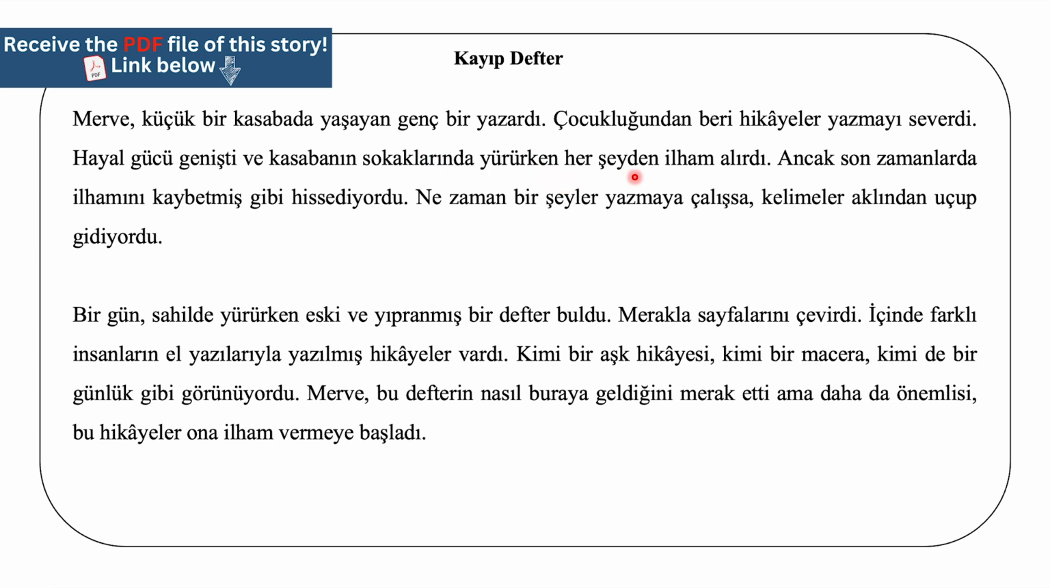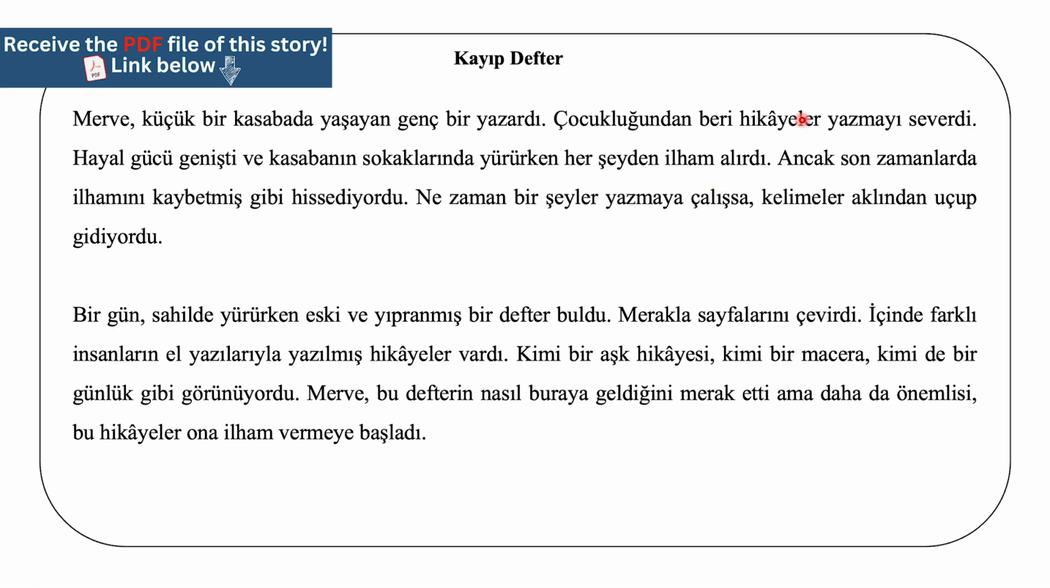Her şeyden ilham alırdı means she found inspiration in everything. Now, her means everything. Şeyden, from everything. İlham alırdı. İlham means, as we said, inspiration. Almak is to take. We have the dı as the past, or the geniş zaman. Now, if we want to literally translate this sentence, it will be she took inspiration from everything. Maybe we say she found inspiration in everything.